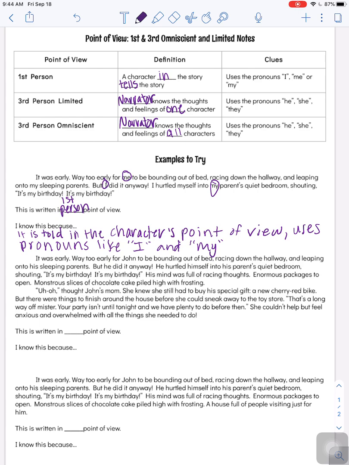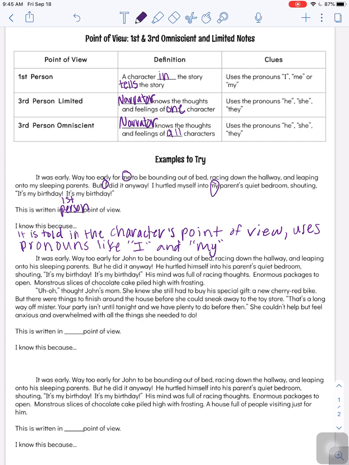His mind was full of racing thoughts. Enormous packages to open, monstrous slices of chocolate cake piled high with frosting. Uh-oh, thought John's mom. She knew she still had to buy his special gift, a new cherry red bike. But there were things to finish around the house before she could sneak away to the toy store. That's a long way off, mister. Your party isn't until tonight, and we have plenty to do before then." She couldn't help but feel anxious and overwhelmed with all the things she needed to do.